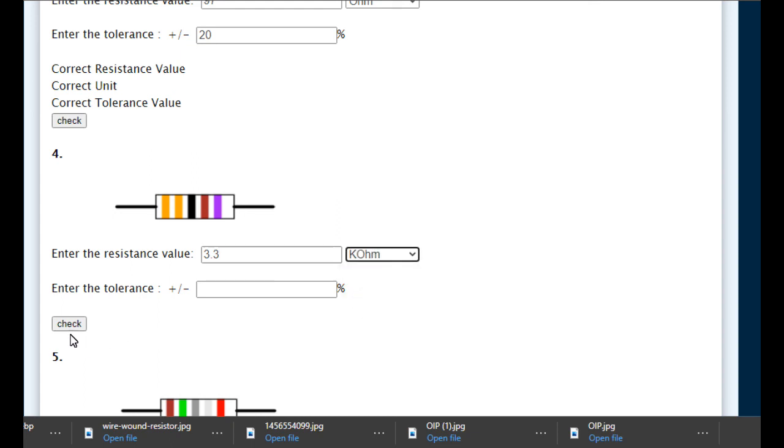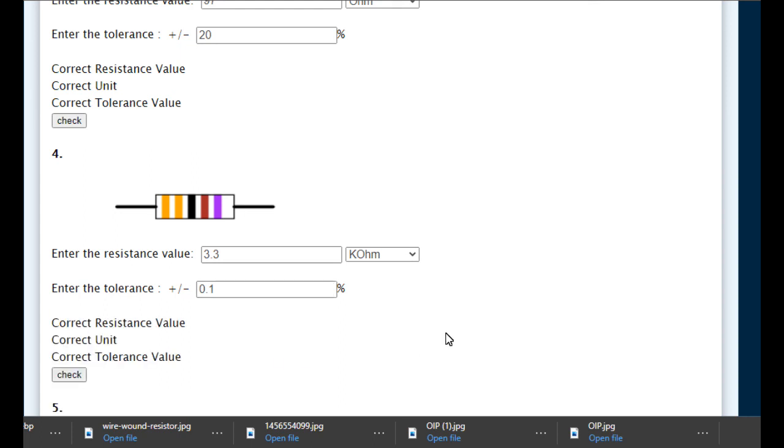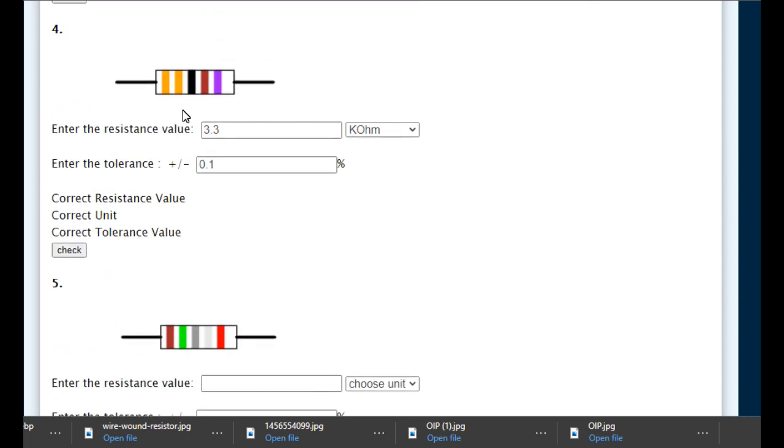So you should not write 3300 ohms, you should write 3.3 kilo ohms, because they will also check your unit. The violet tolerance band means 0.1. So type 0.1 here and check. This is correct. See, the resistance value 3.3 is right, the unit has been chosen correctly as kilo ohms, and the tolerance value is also correct.